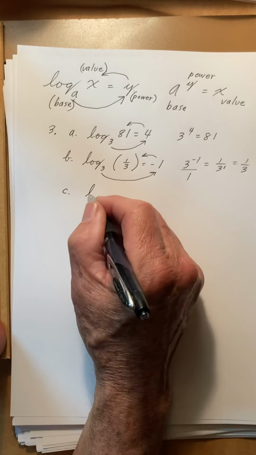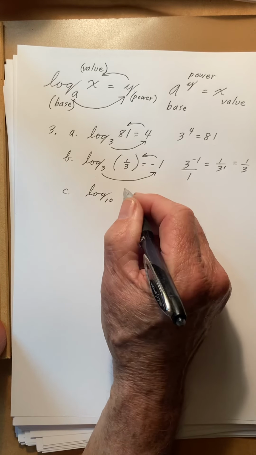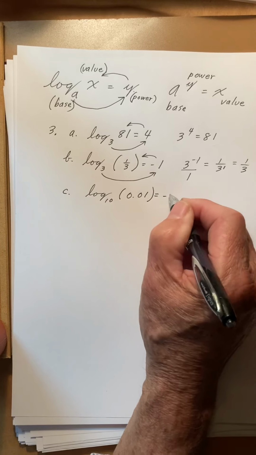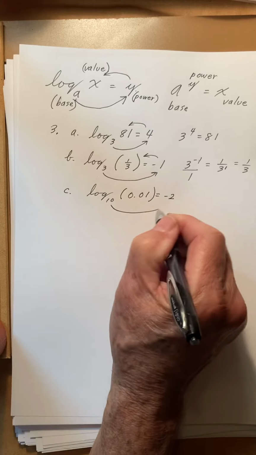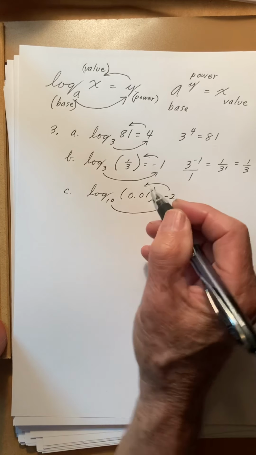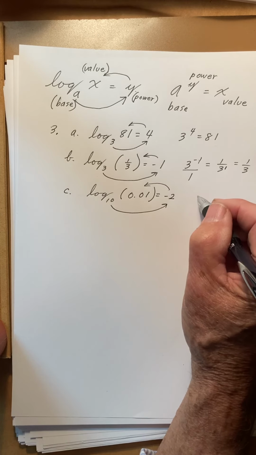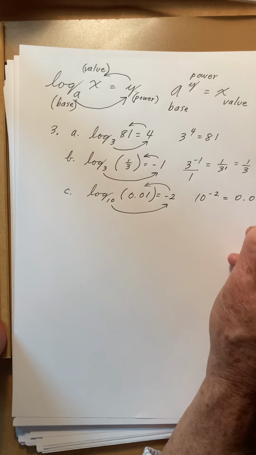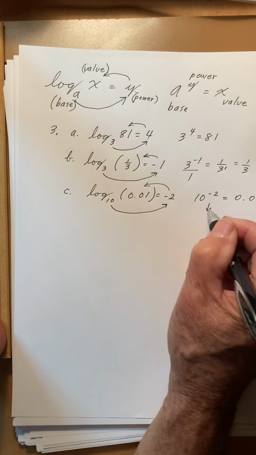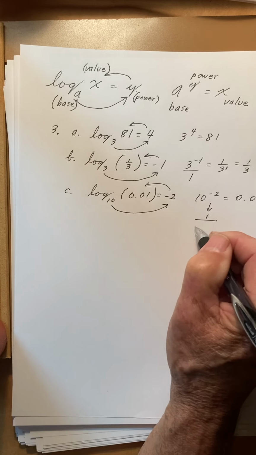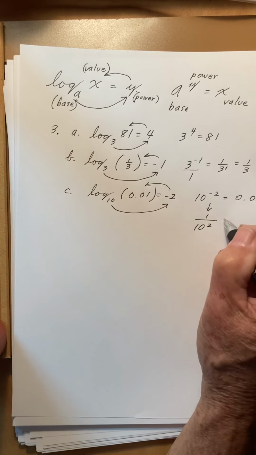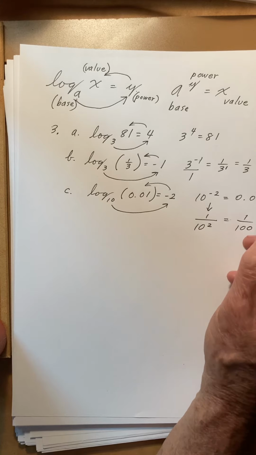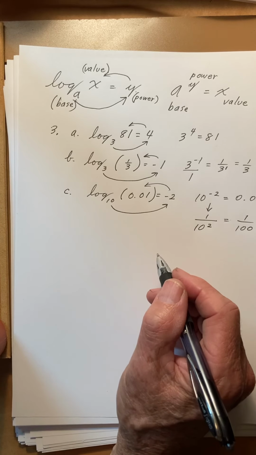The third one says log base 10 of 0.01 equals -2. So 10 to the -2 equals 0.01. Because 10 to the -2 is the same as 1 over 10 to the 2, which is 1 over 100, and 1 over 100 is 0.01.